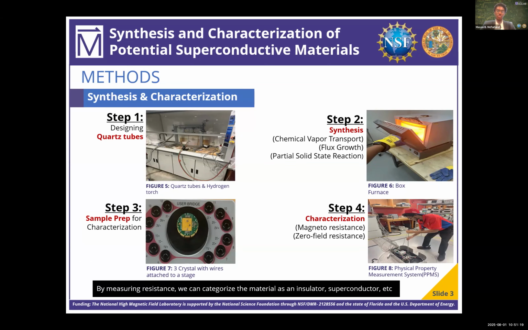In this step, we will put 4 gold wires on our crystal using silver paste as glue and attach these wires to a stage. Now that the stage is set, we'll move over to the final step, which is characterization, in which we will then put the samples in a 16 Tesla magnet and read the magnetoresistance and zero field resistance using the physical property measurement system.